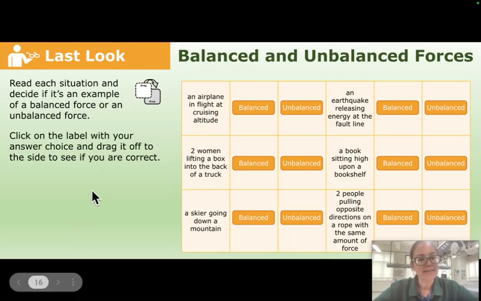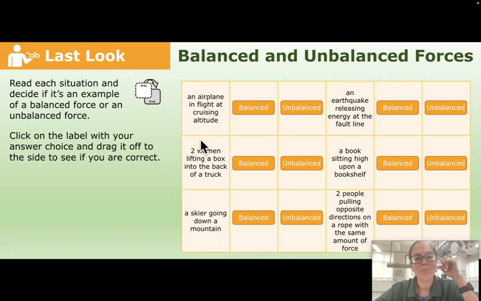All right, so read each situation and decide if it's an example of a balanced force or unbalanced force. So we will look at these together. An airplane in flight at cruising altitude. The airplane is flying and it is just kind of coasting along at a certain height at the same speed. You think that is balanced or unbalanced? At a certain height, just going along at the same speed, that would be balanced. And that is also when the pilot allows you to take your seatbelt off and walk around inside because it's pretty safe.